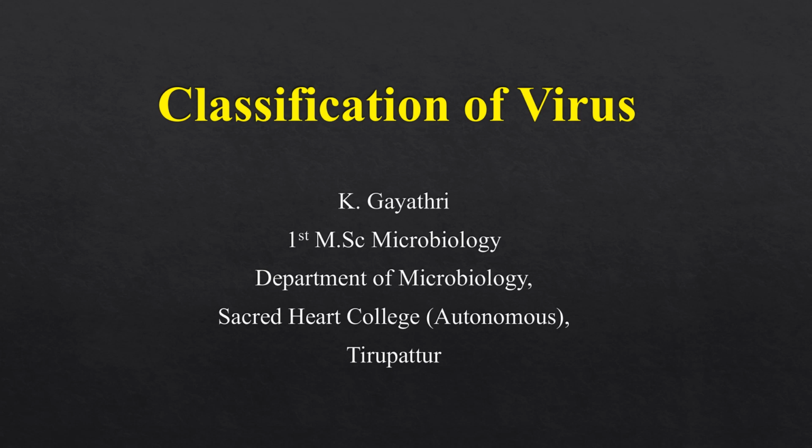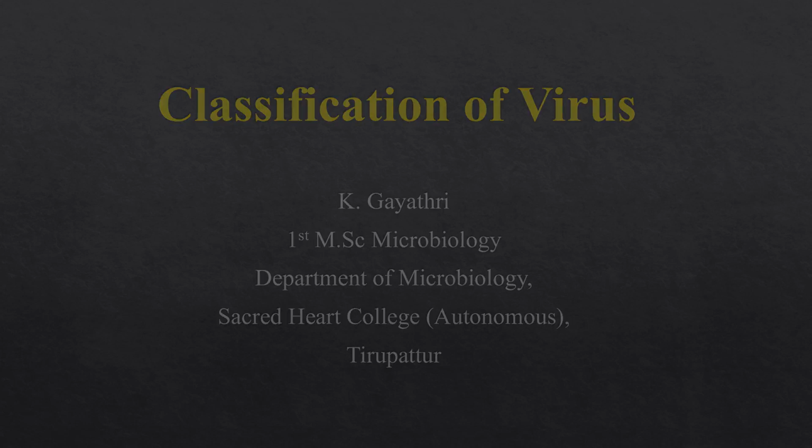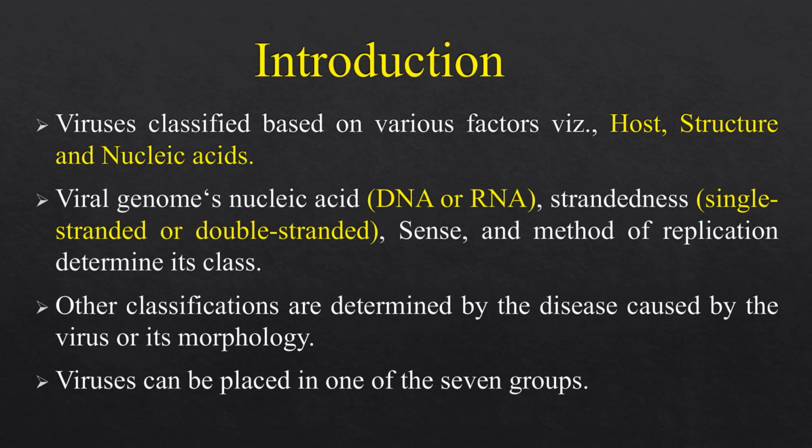Let me discuss the classification of viruses. Viruses are classified on the basis of host, structure, and nucleic acid, also based on genome nucleic acid like DNA or RNA, which is single stranded or double stranded, and sense and method of replication determine its classes. Other classifications are determined by the disease caused by the virus and its morphology. There are DNA and RNA viruses based on strands. It is classified into seven main groups.